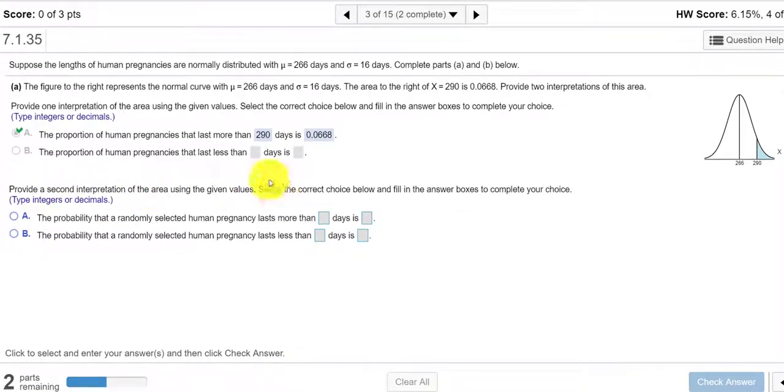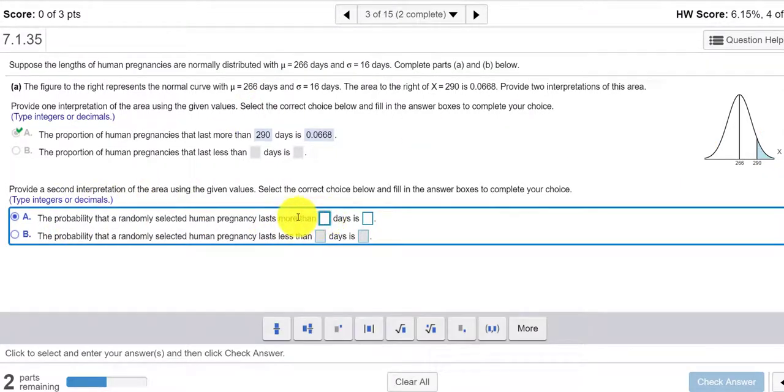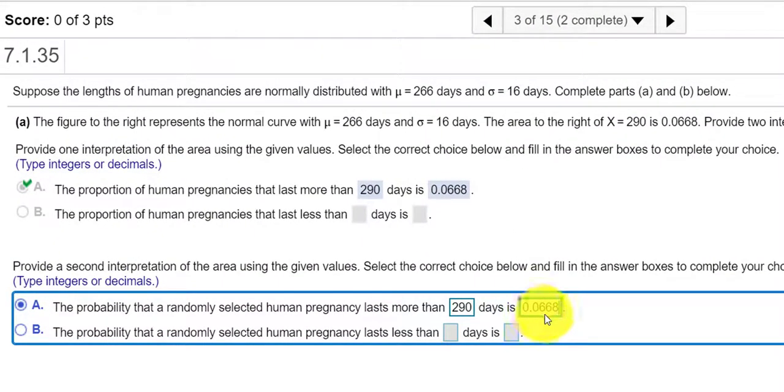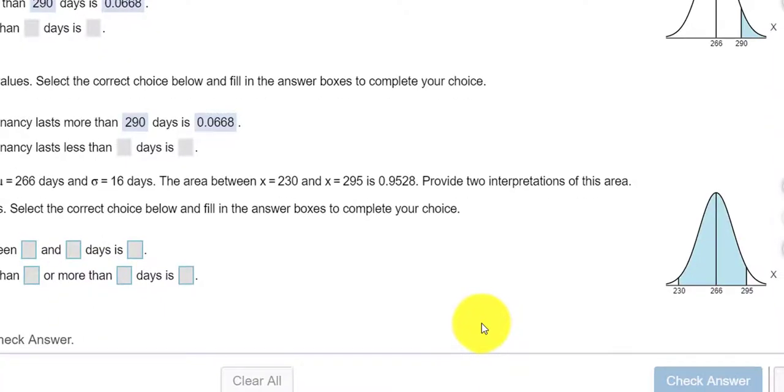A second interpretation. So instead of saying proportion, I said percent or probability. So again, the probability that a pregnancy lasts more than 290 days is also the 0.0668. So you can almost think of that as 6.68%. Okay, if we were to try to convert that to a decimal, I will press check answer, and we're good to go.